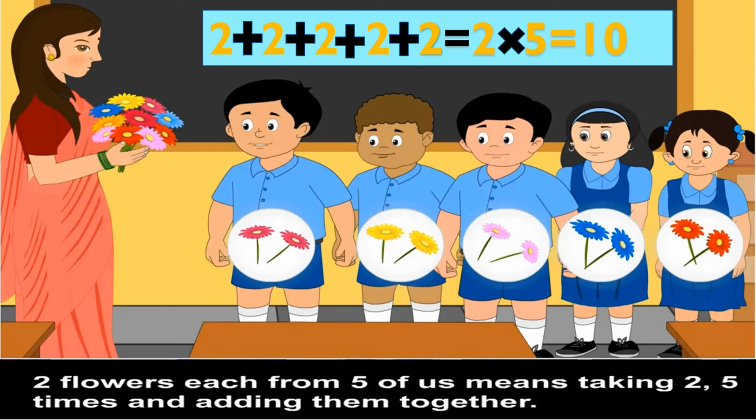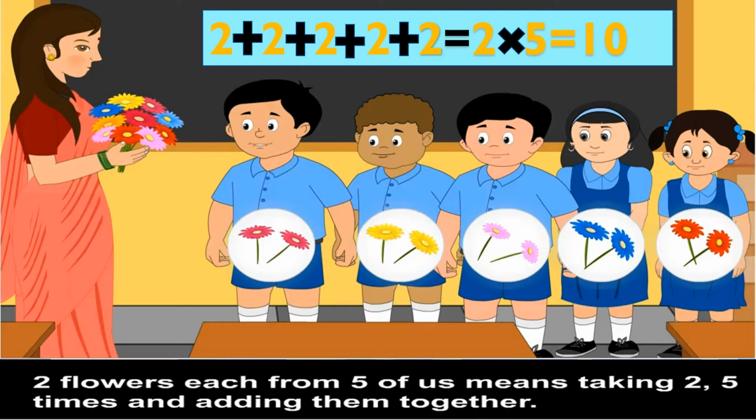Children, 5 friends, Dev, Raj, Chintu, Divya, Priya, bought 2 flowers each to give to their class teacher. They collected their flowers together and made a bunch. Teacher was very happy. She said, "Thank you, children, for the lovely flowers," and asked, "How many flowers are there in a bunch?" So they quickly answered, "Ma'am, 2 flowers each from 5 of us," means taking 2 5 times and adding them together. Ma'am was happy with their answer.